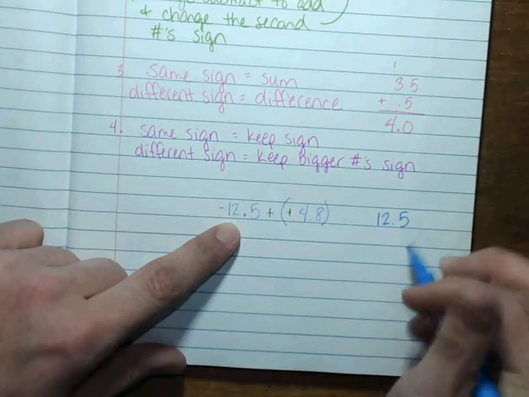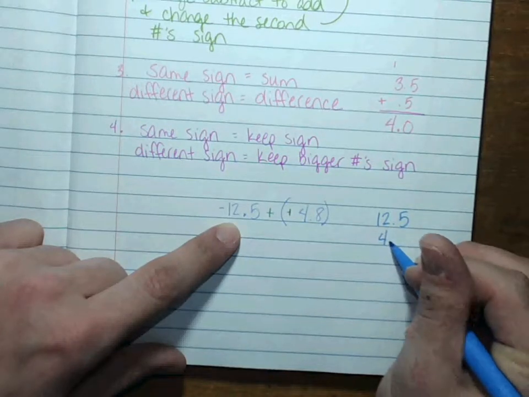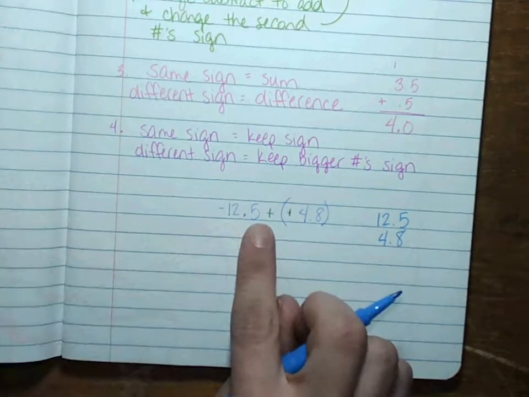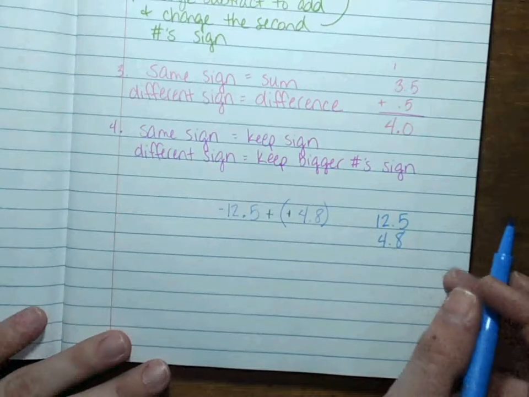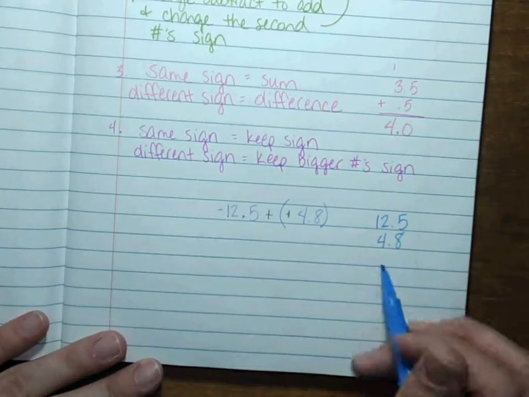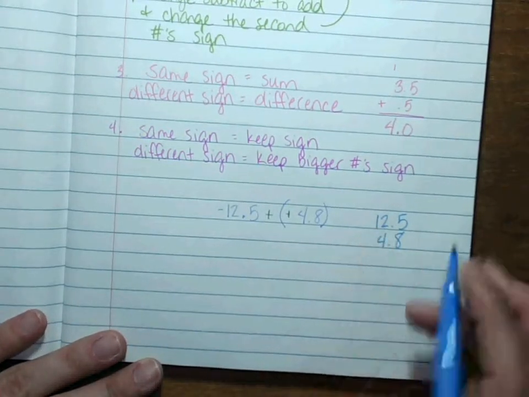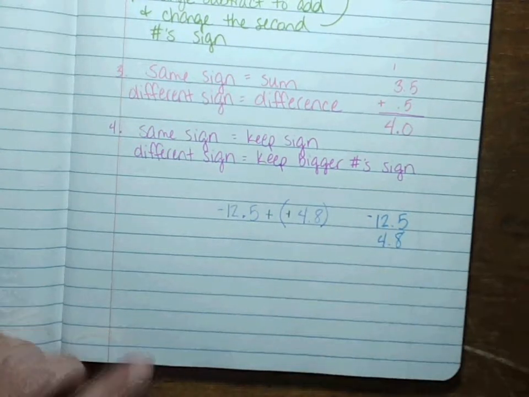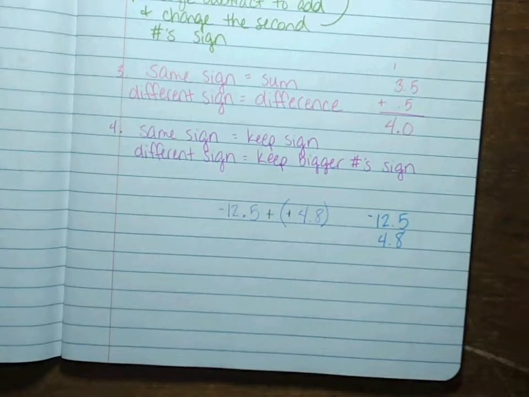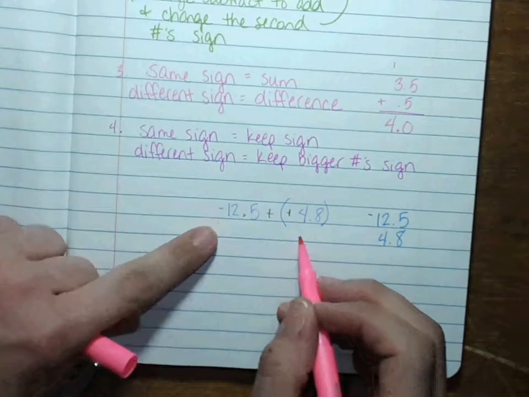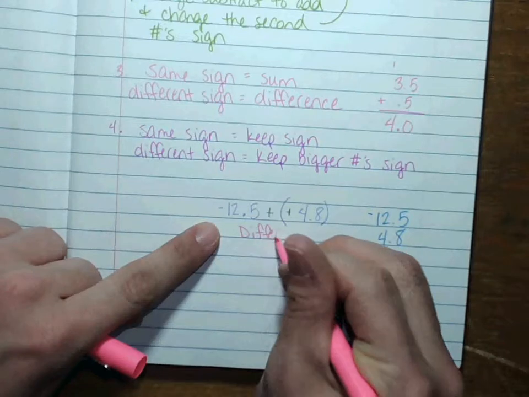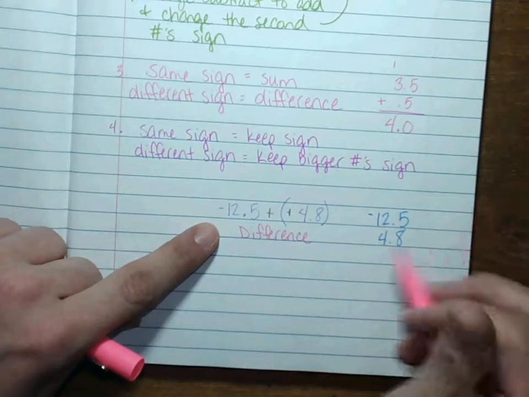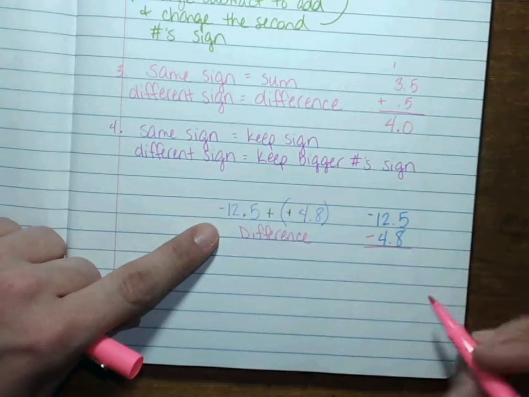12.5, plus 4.8. Why are there 2 plus signs? Because it was minus a negative, and so we changed it to plus a positive. So I put them in order now. This 12.5 is a negative. Are these same sign or different signs? Different. So I'm going to find the difference. So I need to subtract these two numbers.